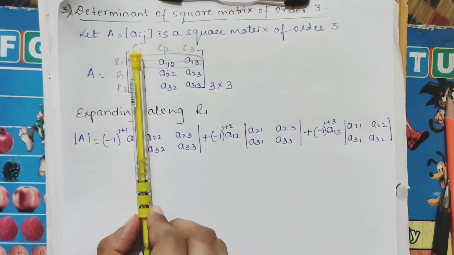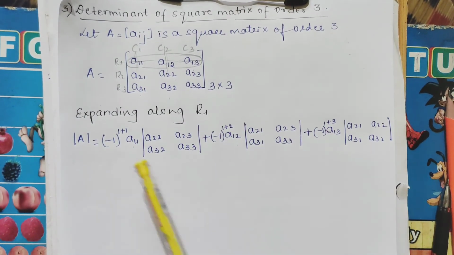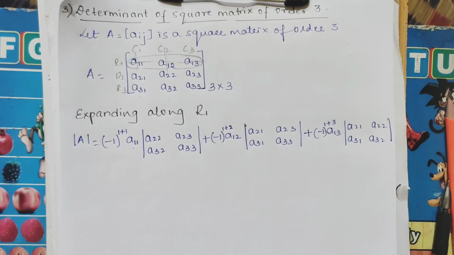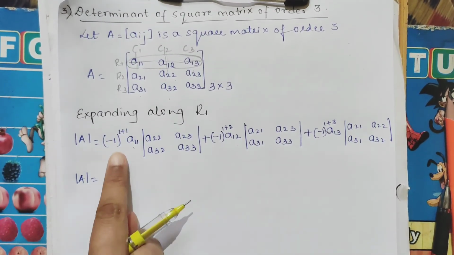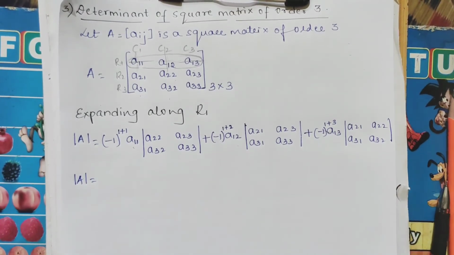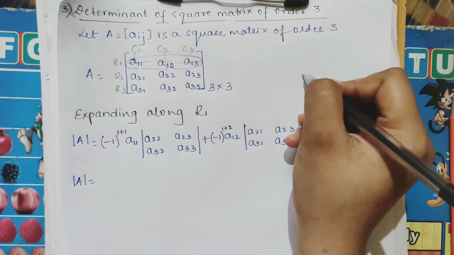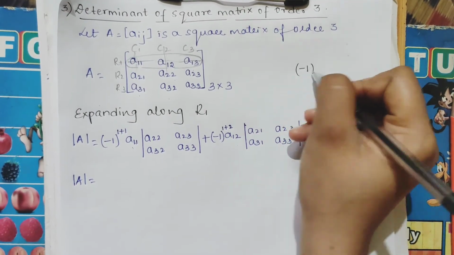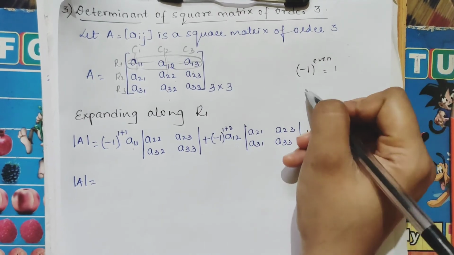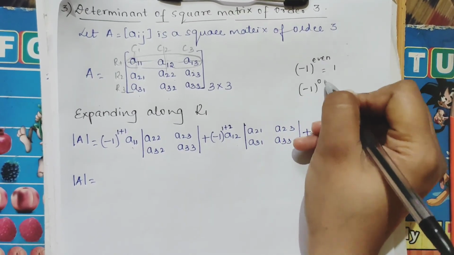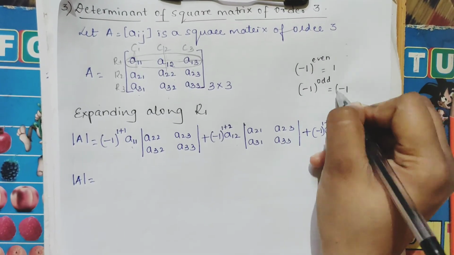Then delete that particular row and particular column, and write the remaining elements in determinant form. The same follows for the other elements. Now, next, the determinant of A. Now you see here minus 1 raised to 1 plus 1. So you should know that. Here I'll write: minus 1 raised to an even number is 1, and minus 1 raised to an odd number will be minus 1 itself.